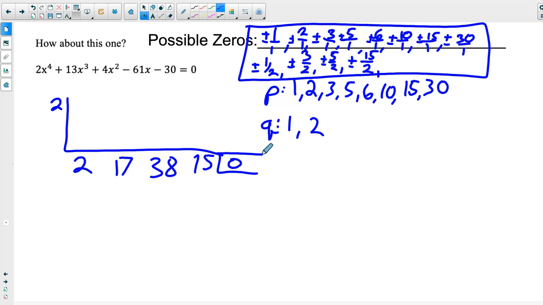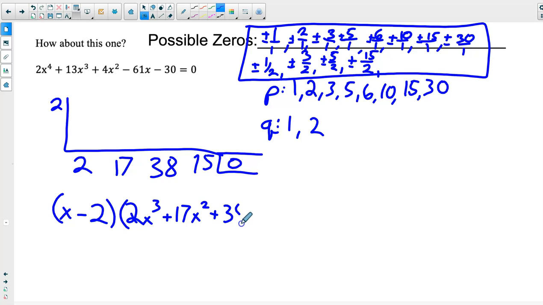So let's write it in factored form. So I'm going to have x plus or minus 2. Which is it? Minus. And then I'm going to have 2x to what power? Cube. Now, looking at that, that's not factoring by grouping.